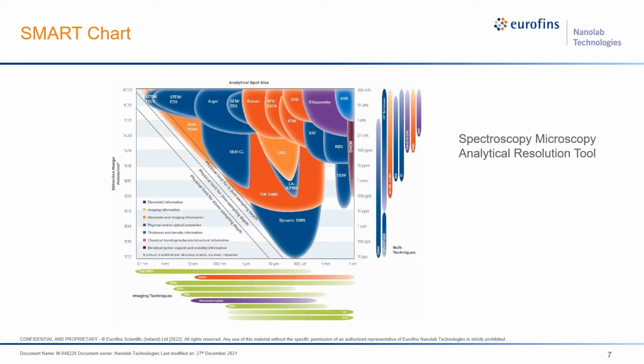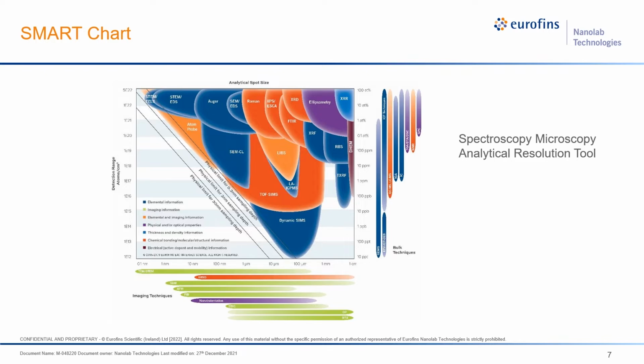So now let's take a look at the SMART chart. SMART stands for Spectroscopy, Microscopy, Analytical Resolution Tool, and it shows the techniques we have available at EAG plotted to show the attributes related to the spot size or the spatial resolution on the x-axis and the detection limits or the detection range on the y-axis. The techniques shown in the plot are color-coded according to the description shown here on the lower left.